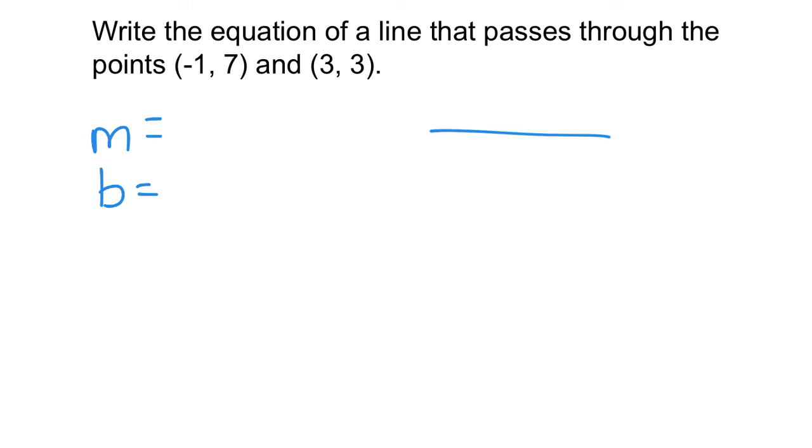Pause the video for a second, and then set this up and see if you can get a correct slope. Then unpause it and see if you were right. All right, see if you get a slope of -1. 3 minus 7, 3 minus -1 gives me -4/4, which is -1. So I've got my slope.